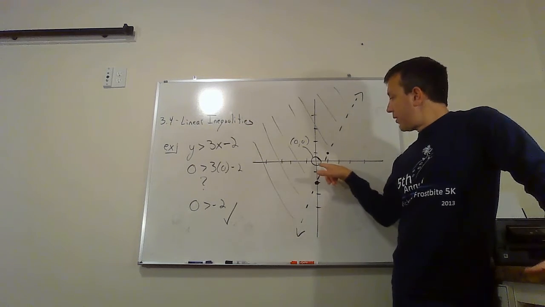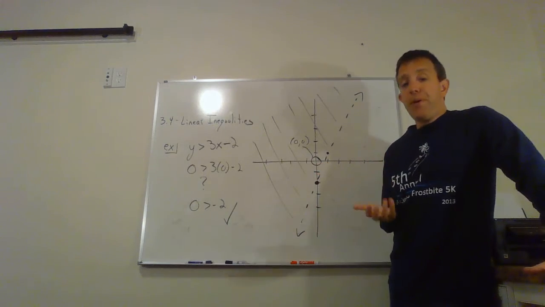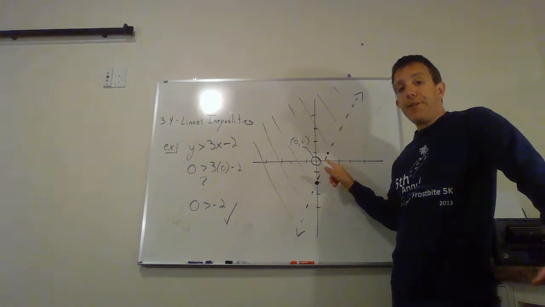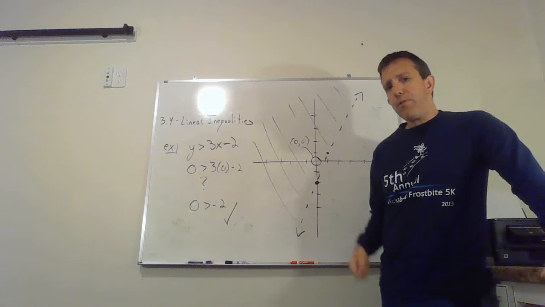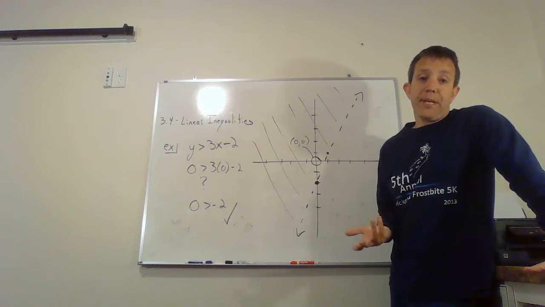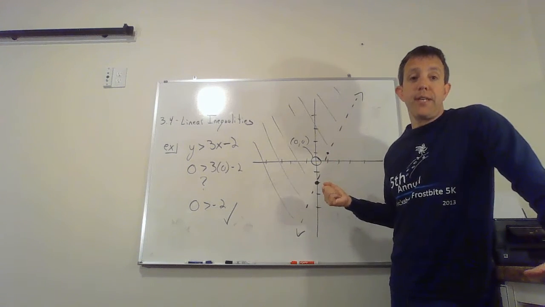That's the side that's going to work. But the easiest way to figure that out is just to pick a point. And so if the origin, if 0, 0 is not on your line, pick the origin. If it is on your line, you have to pick something else. But hey, in this case, I can use 0, 0.